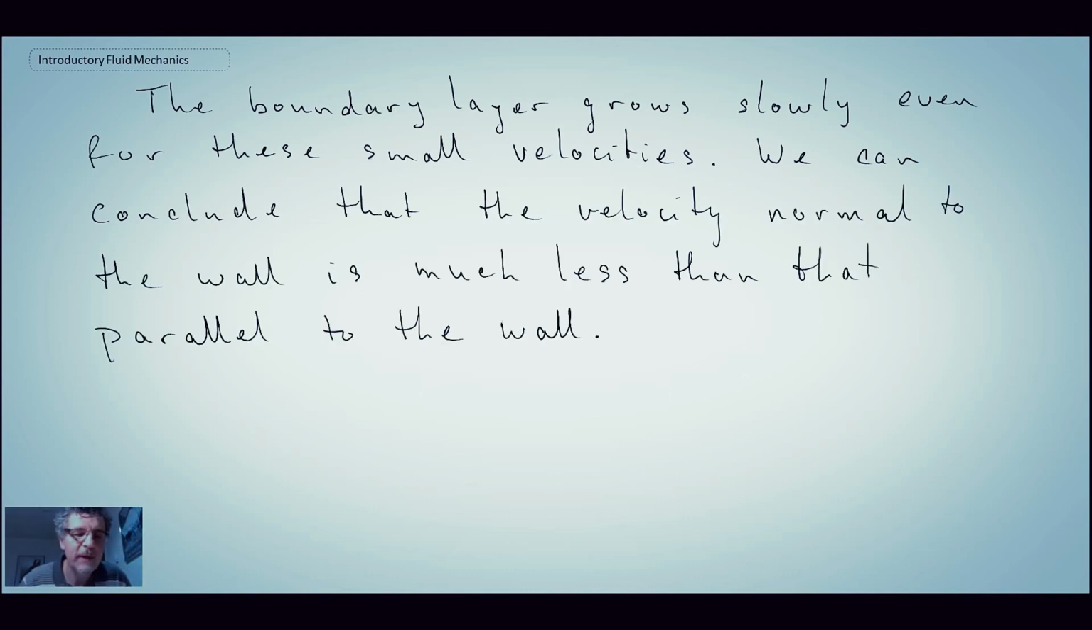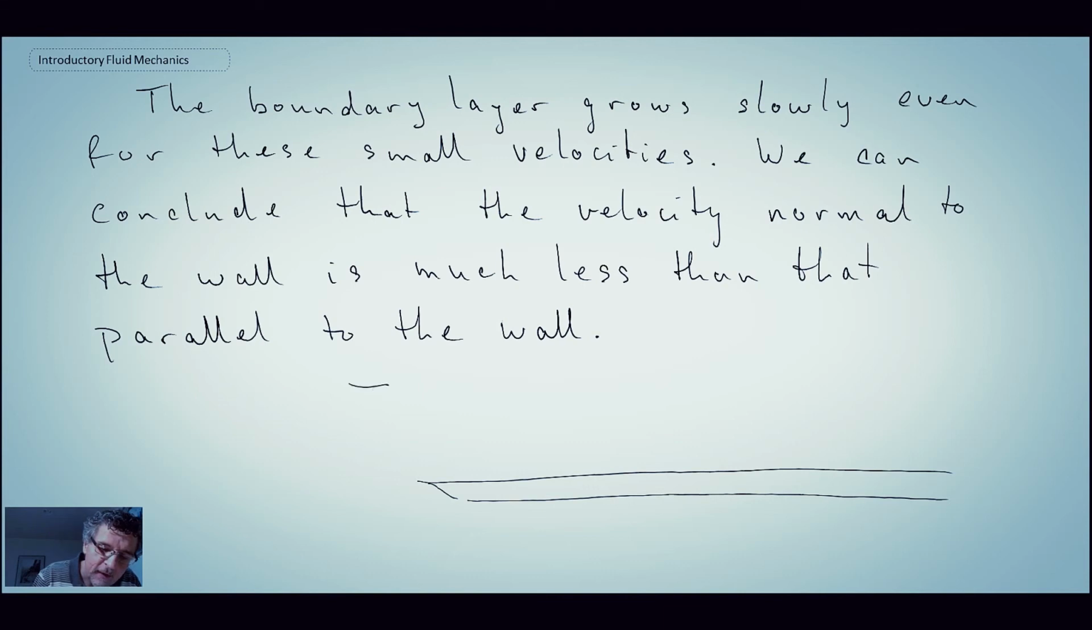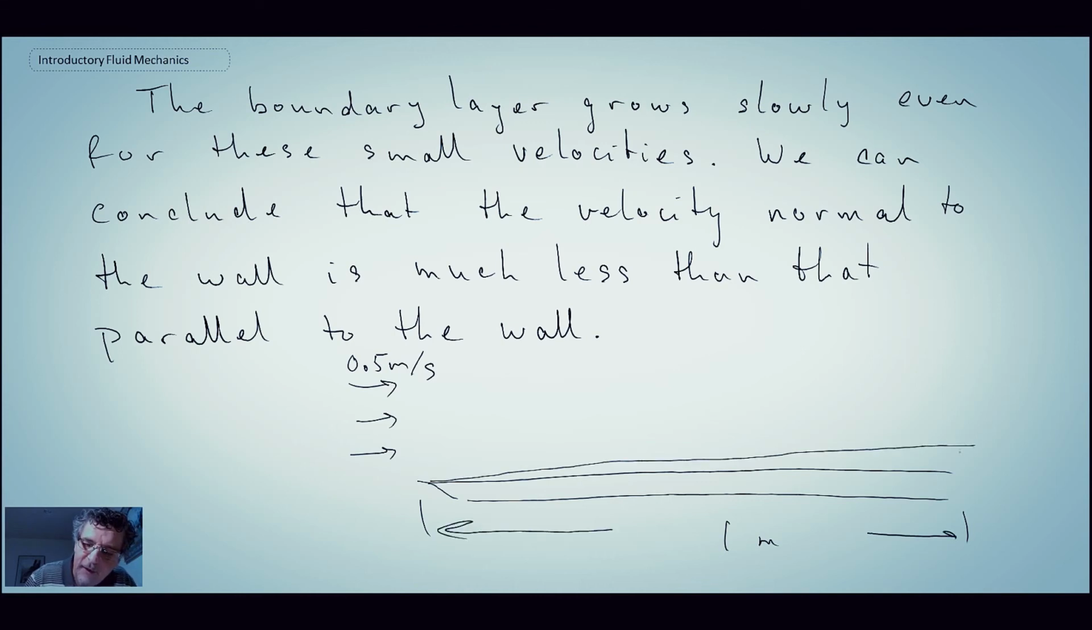What this example problem tells us is that even though we're dealing with a scenario where we have relatively small velocities, a 1 meter long plate, and a free stream velocity of only 0.5 meters per second, which is fairly small, the boundary layer is not really getting thick very quickly.